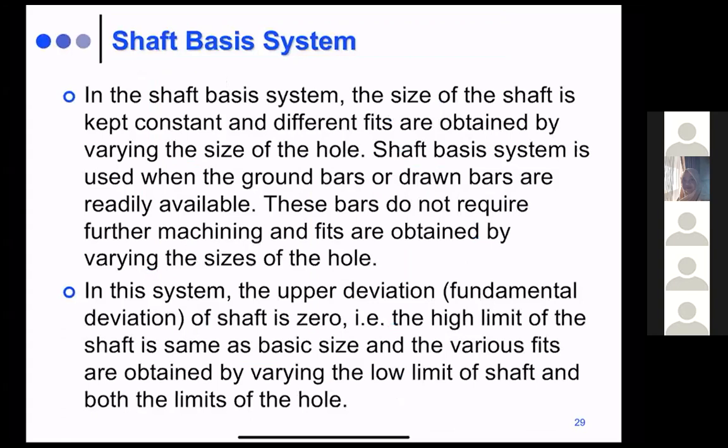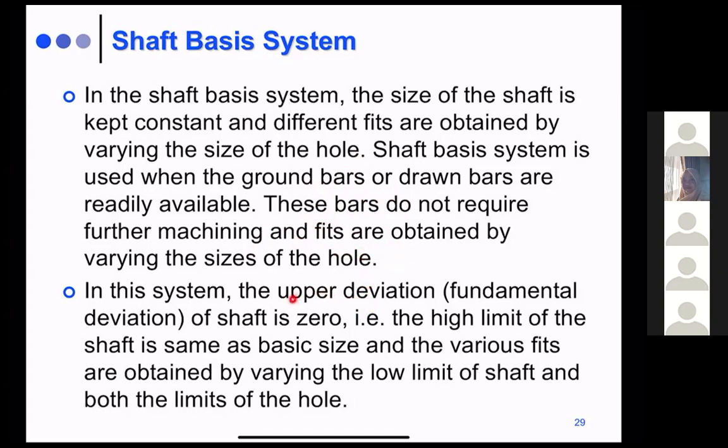Now the next one, for the shaft basis system, the size of the shaft is kept constant, and we determine the different fits obtained by varying the size of the hole. When we do the production, it is a little bit hard to open the hole. If the hole is made larger, then we can't make it smaller again. So the shaft basis system is used when ground bars or drawn bars are already available, and these bars don't require further machining, and fits are obtained by varying the size of the hole. If we have bars that can't be machined again, then to make a good fit, we have to vary the size of the hole.